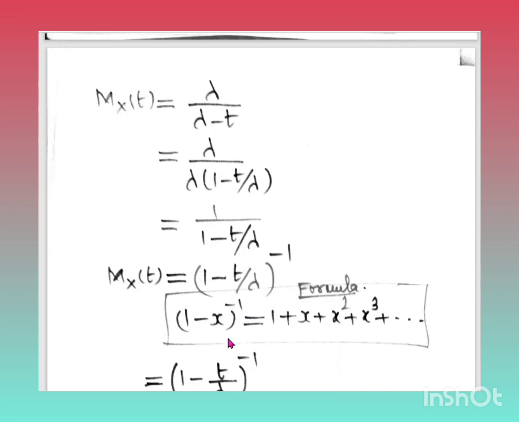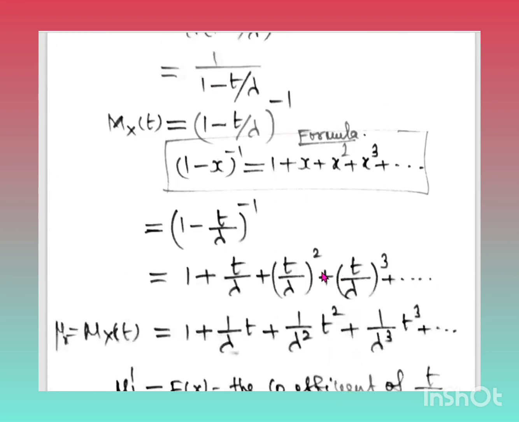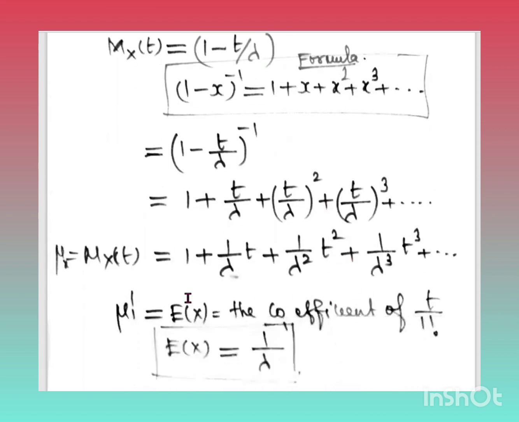So you can expand using the formula: (1 minus x) whole inverse is equal to 1 plus x plus x square plus x cube plus etc. So (1 minus t by lambda) whole inverse is equal to 1 plus t by lambda plus (t by lambda) whole square plus (t by lambda) whole cube plus etc. So Mx of t is equal to 1 plus 1 by lambda into t plus 1 by lambda square into t square plus 1 by lambda cube into t cube plus etc.